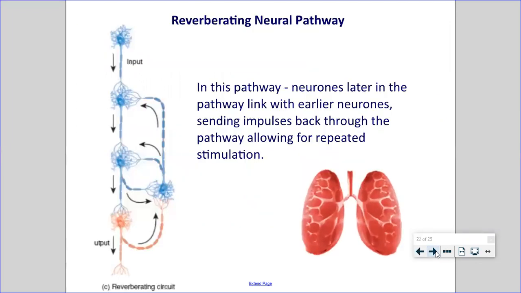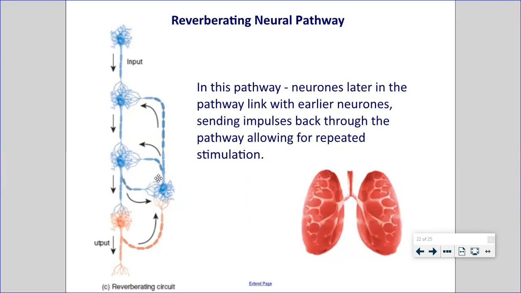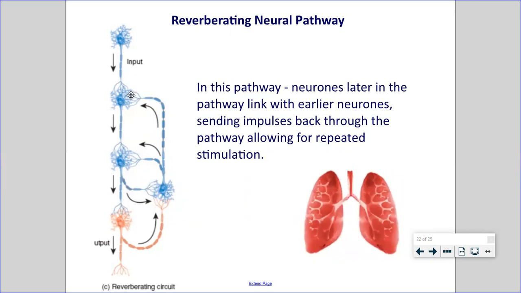And then finally, we've got a reverberating neural pathway. Reverberating pathways are ones that you want to repeat over and over again. You want that same signal to be sent continuously through the pathway. And you can see that the neurons later on in the pathway send signals back to the start of the pathway, and they stimulate the pathway again to keep on going. So you can see there's this circular motion, and it keeps the pathway going again and again and again. And an example of that is breathing.